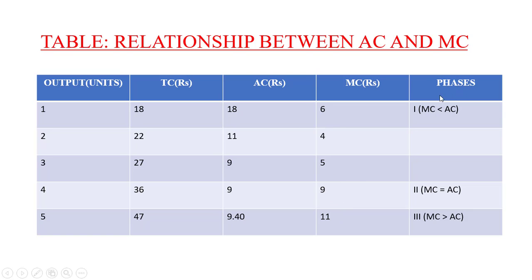Now what will be the phases? The first stage is when MC is less than AC. When MC is less than AC, you can see here MC is 6 and AC is 18. So MC is less than AC. So this is the first phase. Next, here we don't have to see how much because this is all less, right?